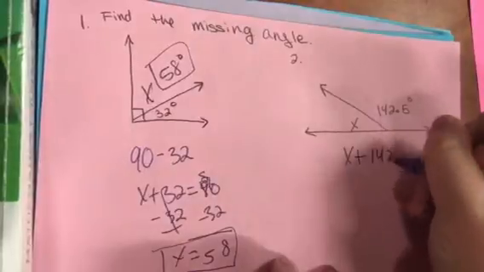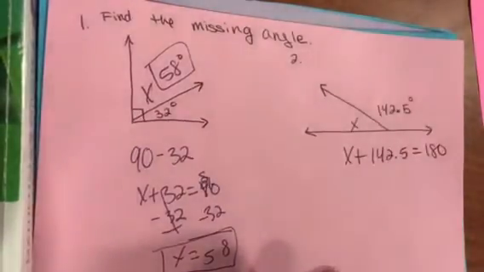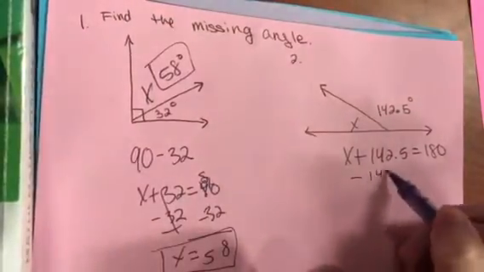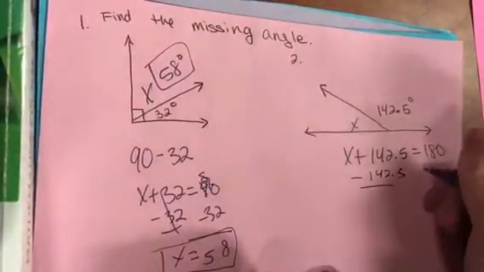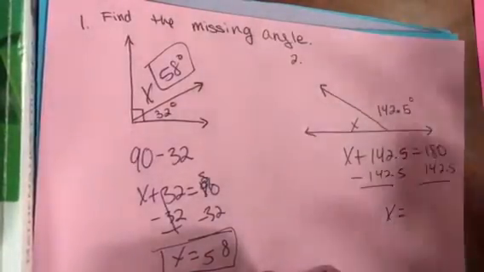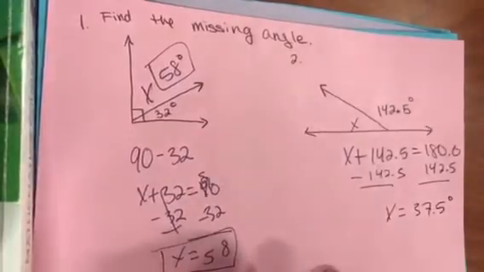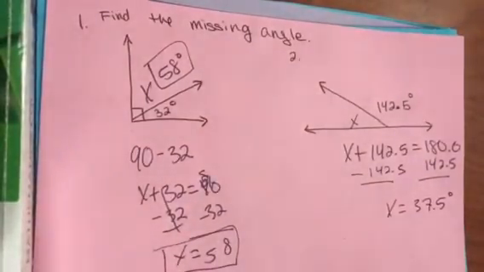So x plus 142.5 equals 180 degrees. So I subtract out 142.5 from each side, line up my decimals over here, and x is going to actually equal 37.5 degrees. It's a cute little angle.